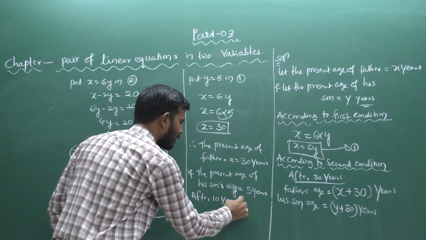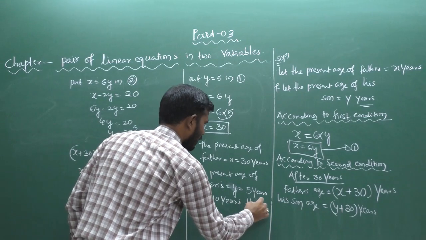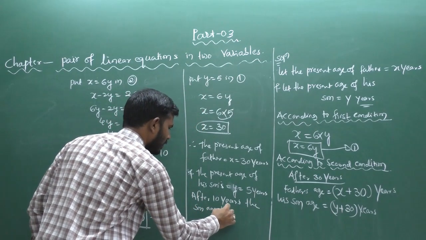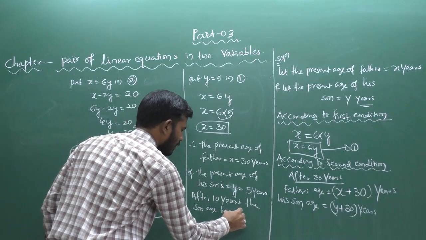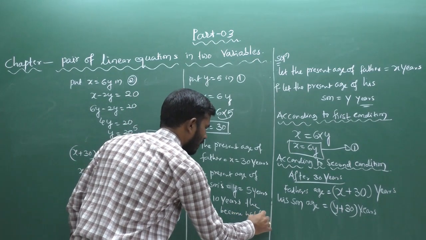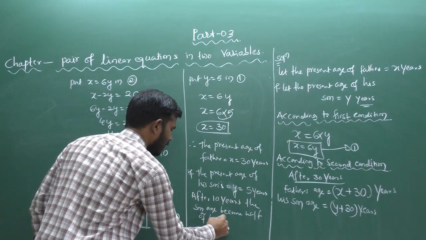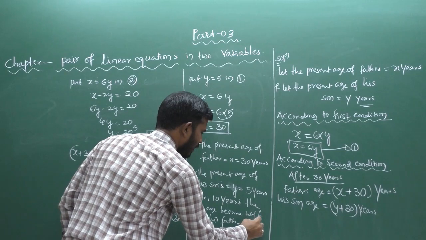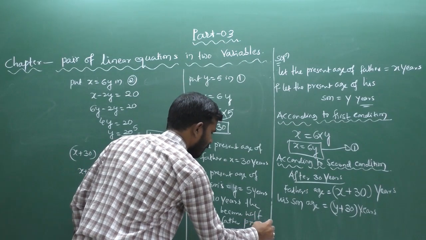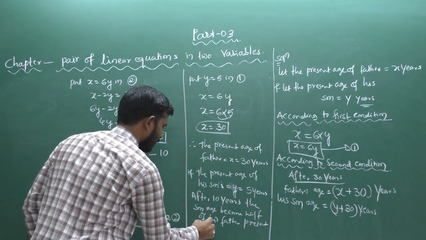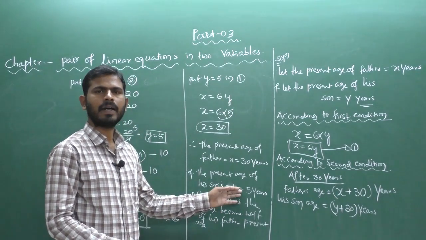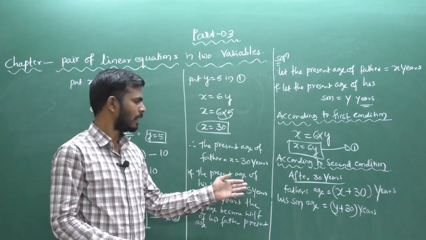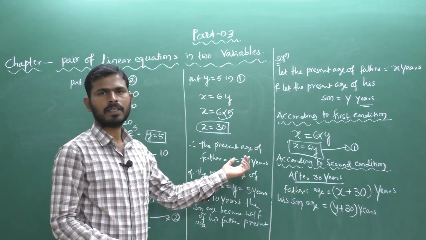After 10 years the son becomes half of his father's present age, because the present age is 5, and you add this 10, and we get 15. So 15 is half of the father's present age.